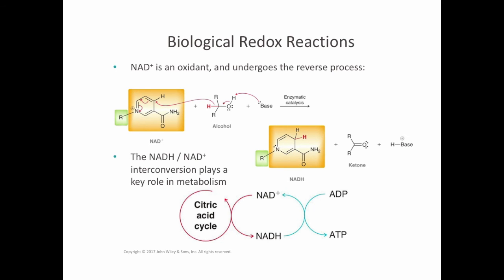NAD+ is an oxidant and undergoes the reverse process. So alcohols can be oxidized to the carbonyl by using NAD+. And the two of these play a key role in metabolism.